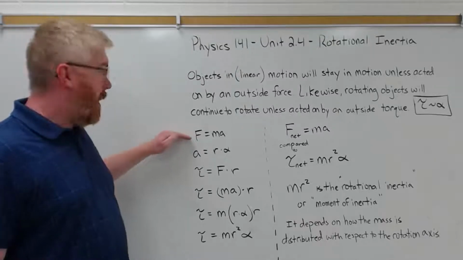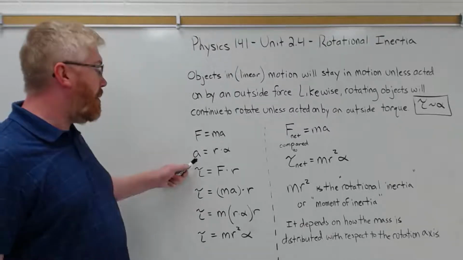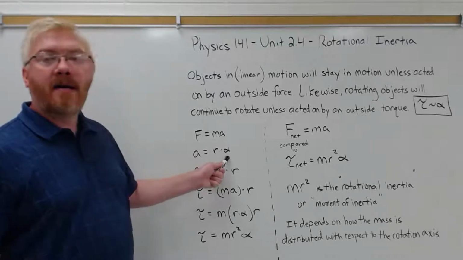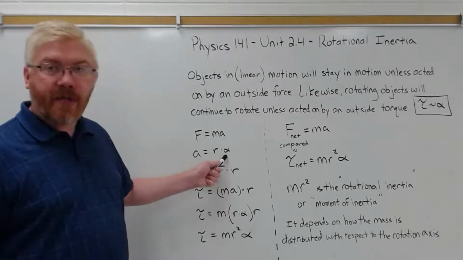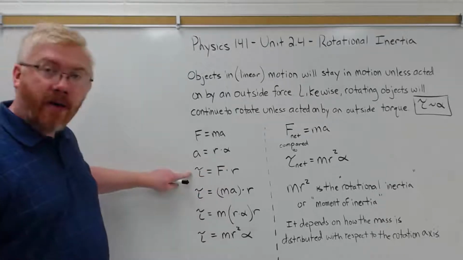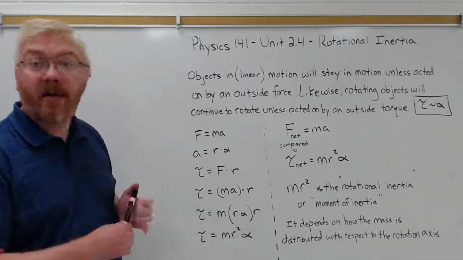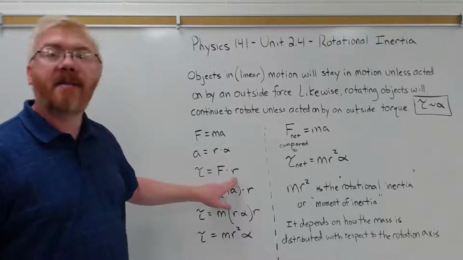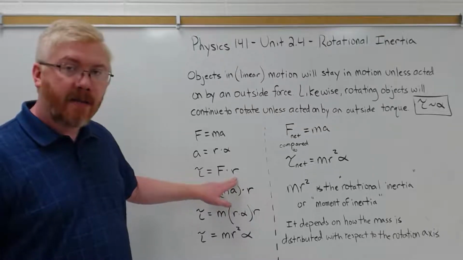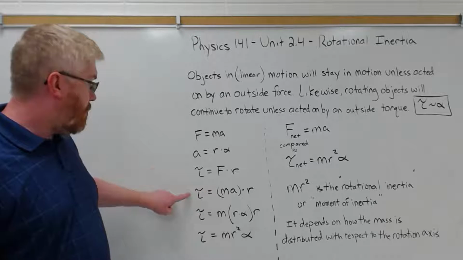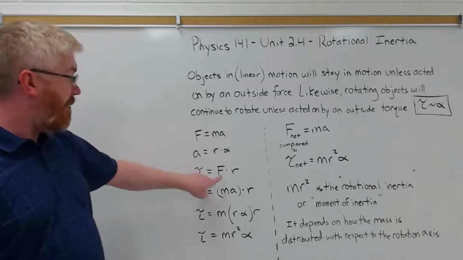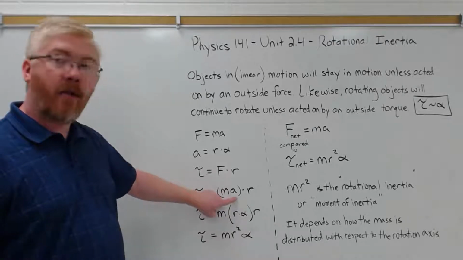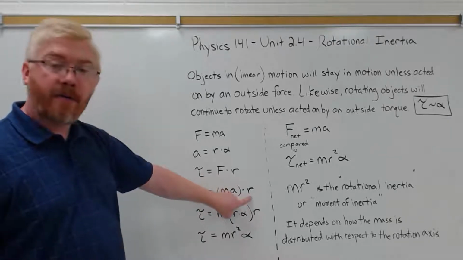Newton's second law, right? F equals ma. We also know that the linear acceleration is equal to the radius of the object away from the rotation axis times the angular acceleration of that object. And that the torque, if the force is applied perpendicularly to the rotating object, is equal to force times the distance that force is applied from the rotation axis. Well, I'm going to plug F equals ma in here, and I get torque equals mass times acceleration, and that R is still here.